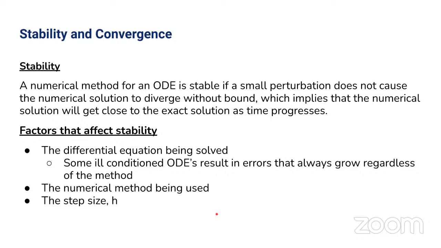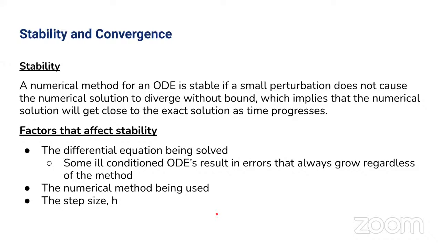So a numerical method for an ordinary differential equation is stable if a small perturbation does not cause the numerical solution to diverge without bounds. What this tells us is that if the numerical solution gets close to the exact solution as time progresses, then we can say that the solution is stable. So for an ordinary differential equation, as the solution progresses, the curve will always approach zero.